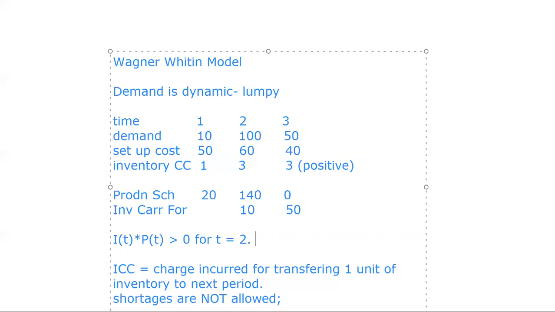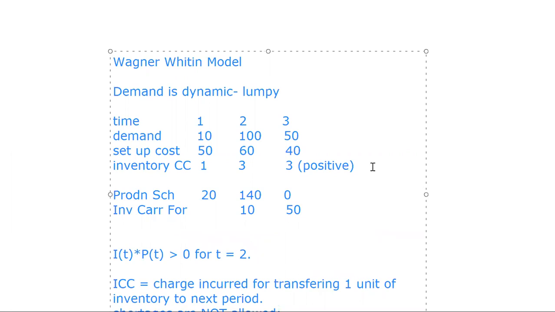So can I reduce the cost? Professors Wagner and Whitin argued that such a schedule can never be optimal. What can be done? Why do you think it is so? See, I could produce whatever these 10 units are in period number 2 itself.